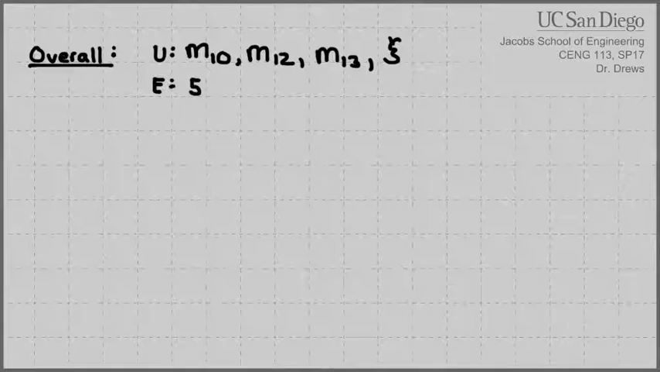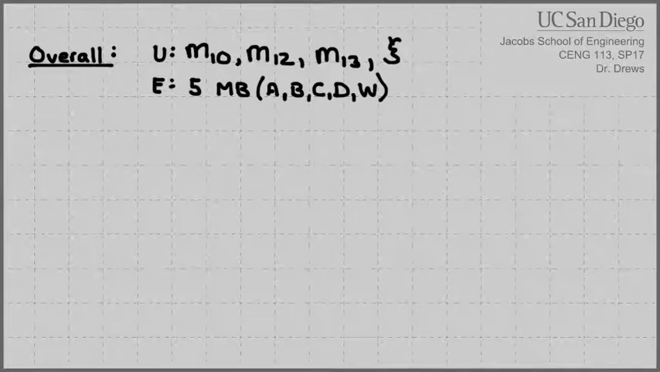We will get 5 material balances. Which 5 specifically? On A, B, C, D, and inert water. So we've got 4 unknowns, we've got 5 equations. We don't need any sums and we don't have any extra process specs.